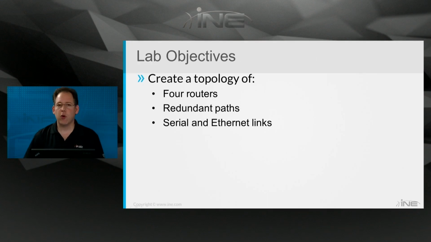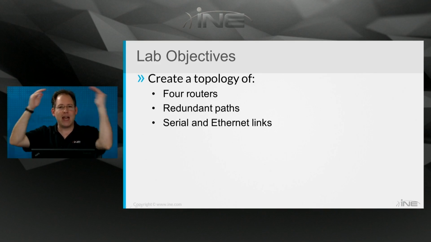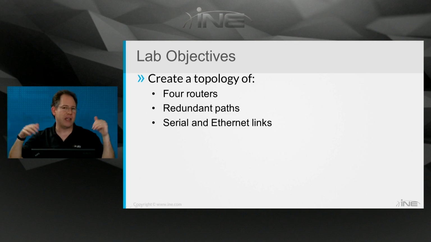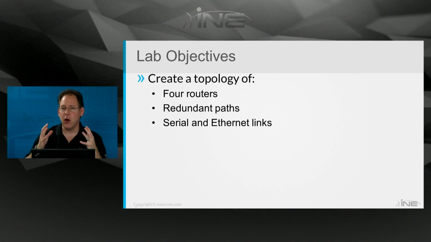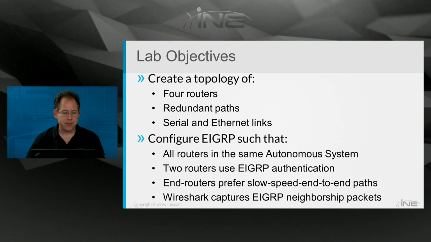We're going to start with 4 routers. We're going to create some redundant paths, some paths that are really fast and some paths that are really slow, because part of the CCNA routing and switching is they expect you to know how EIGRP selects its best path and what you could do to force it to choose an alternative path. That's one of the things we're going to be doing here as well. To that end, we're also going to be using serial and Ethernet links in our topology.